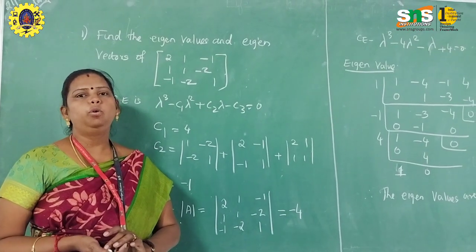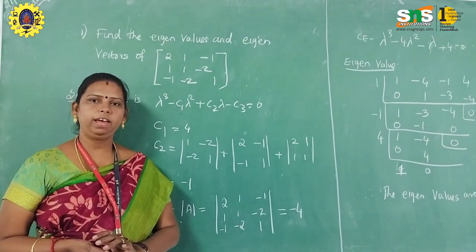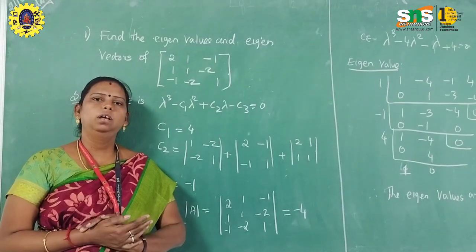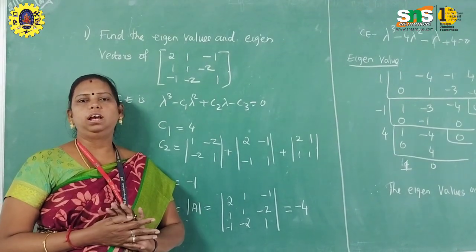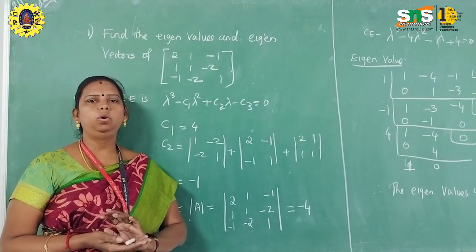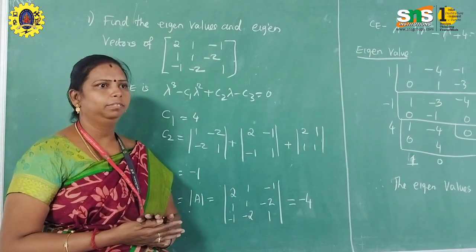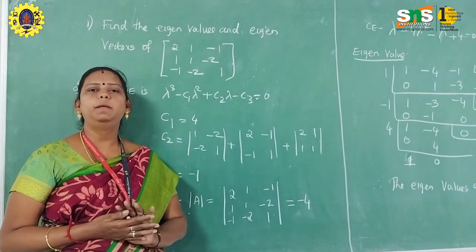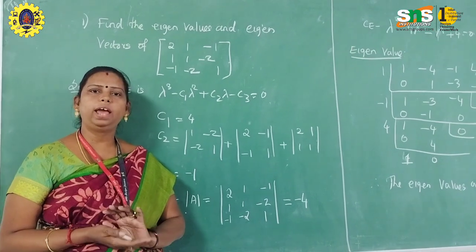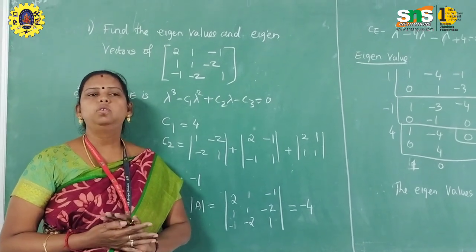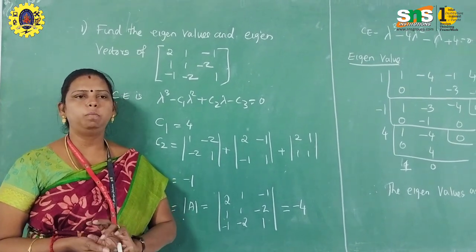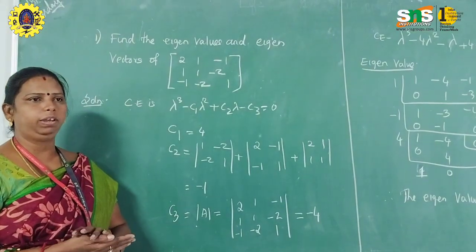So today we are going to see some problems on eigenvalues and eigenvectors. Eigenvalues and eigenvectors of a matrix play a vital role in all fields. It is used in cryptography, and a major application of eigenvalue and eigenvector is in coding. So let us just see the problem based on eigenvalue and eigenvector.